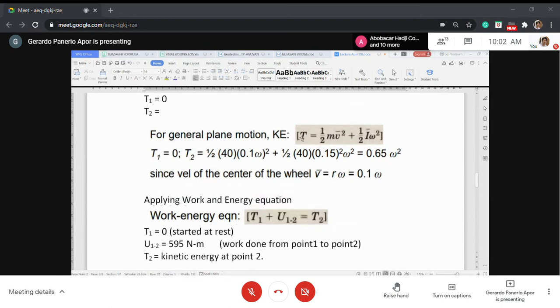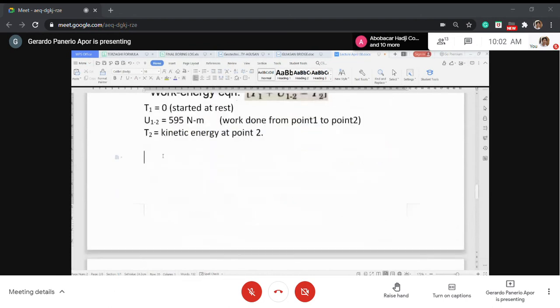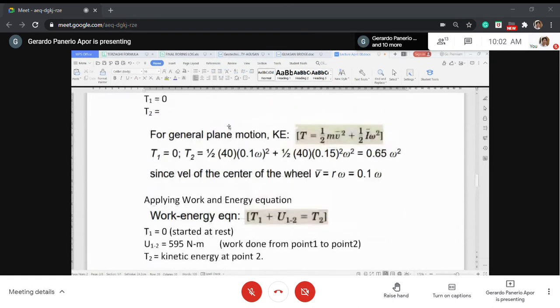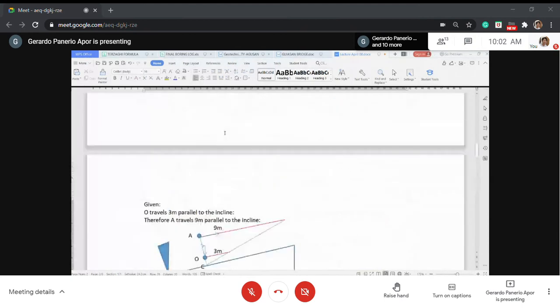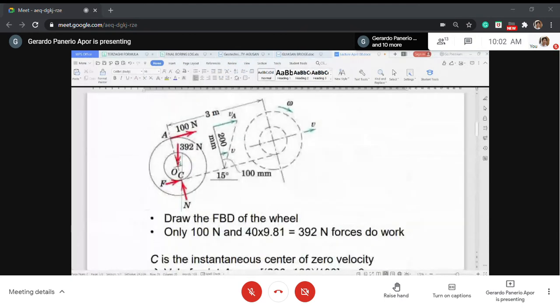The kinetic energy, so for general motion. Before, I mentioned that there are two kinds of motion: one is translation, and the other one is rotation. Now, if you try to imagine how the wheel moves, it's not the same.